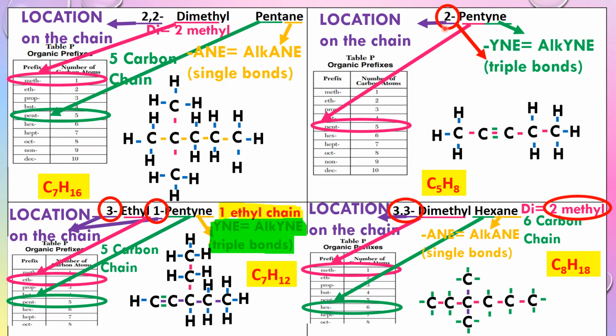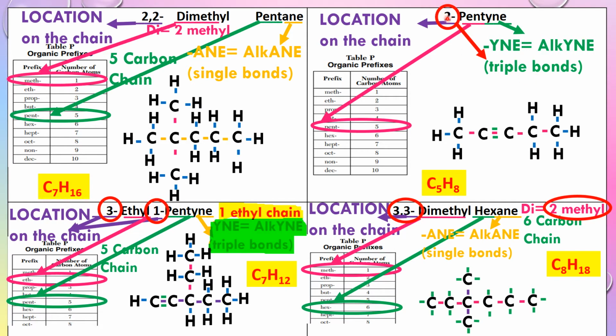Pent. I know that prefix because I know table P, and I know pent means 5. So that means I'm going to have 5 carbons on my main chain. Looking at YNE, I know that YNE stands for an alkyne, which means that there's at least one triple bond somewhere in this. So I'm going to draw out my 5 carbons.